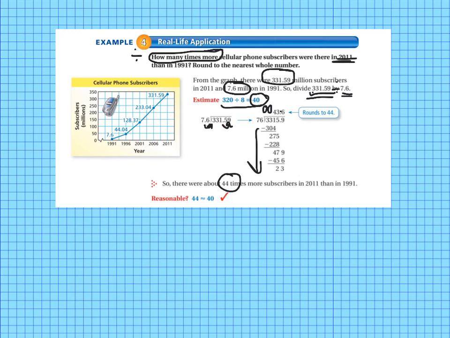So since it says about how many, and they wanted you to round to the nearest whole number, be sure you're rounding the answer, not the problems, not the numbers in the problem. So round your quotient, not your dividend and your divisor. And it asks, is it reasonable? Yes, it is.